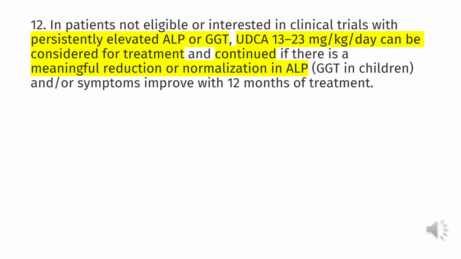This is a very, very important point. Again, any patient who is not interested in being involved in a clinical trial should be started on ursodiol 13 to 23 milligram per kg per day. And what's going to be the next step? You continue if there is meaningful reduction or normalization of the alk phos, or there is improvement of symptoms.